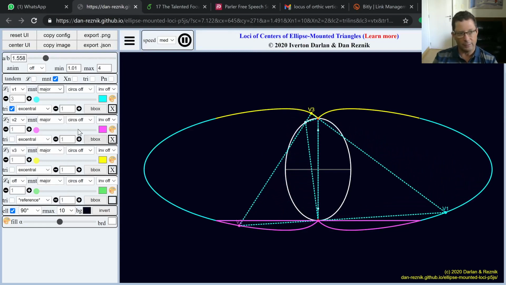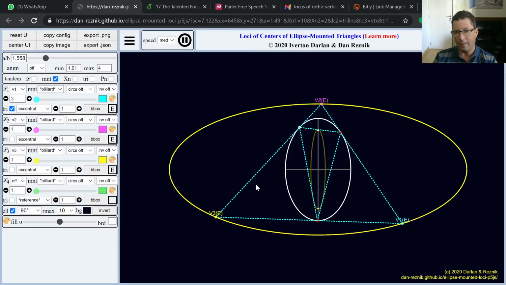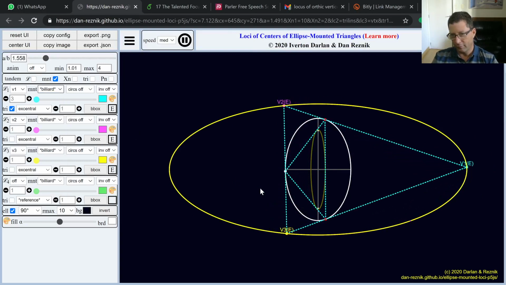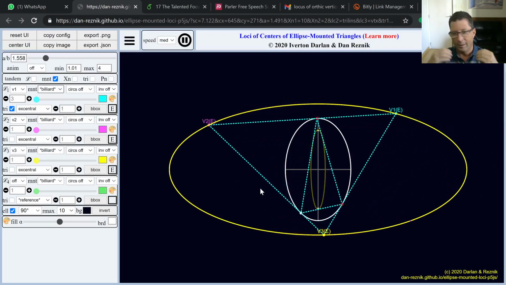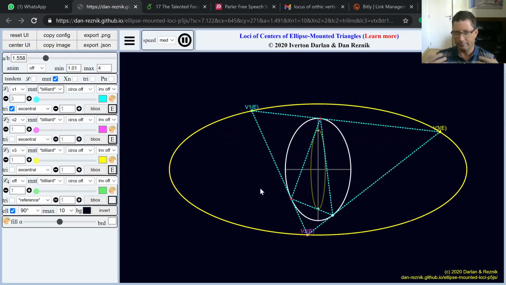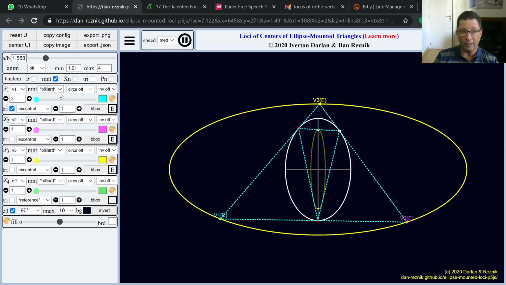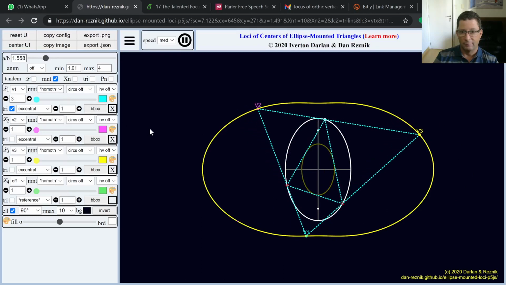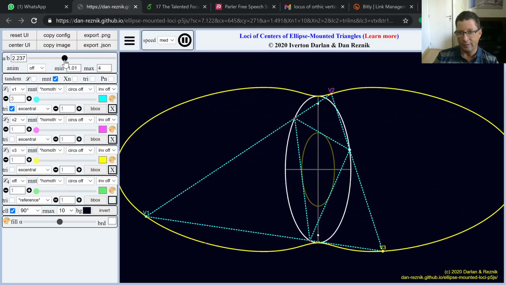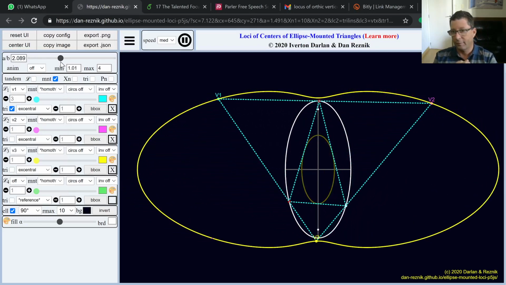Let's go to the billiard mount, or the billiard family. What happens in the billiard family? In the billiard family, if you recall what we talked about before, the three vertices are cyclical and they move along an ellipse. How about the homothetic mount? You don't get an ellipse. You get something that is non-elliptical for the three vertices.